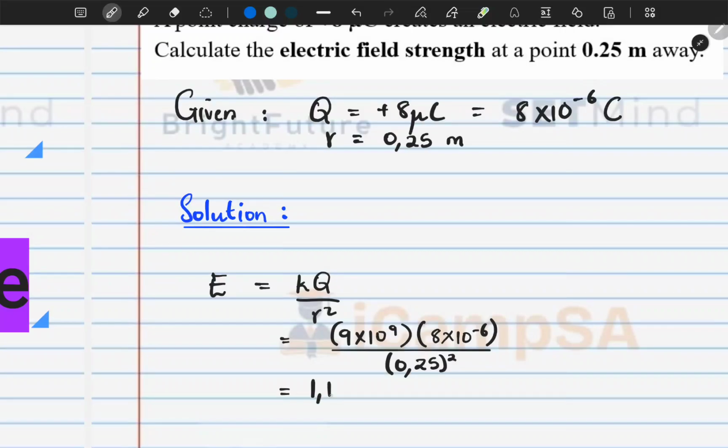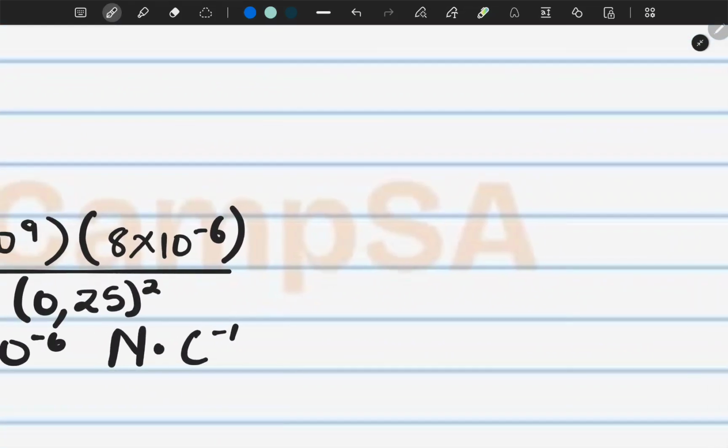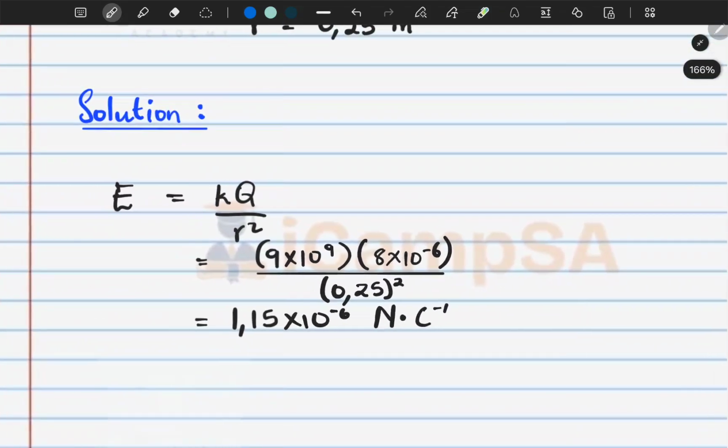So I get 1.15 times 10 to the power minus 6 newtons per coulomb. So in other textbooks, you might realize that they write it like this, newtons per coulomb. It's the same thing. Don't let it confuse you.